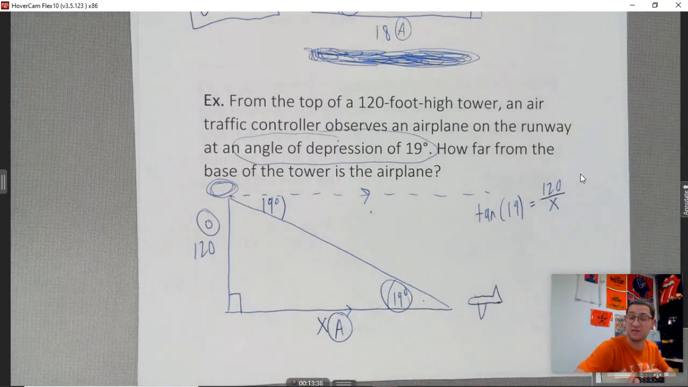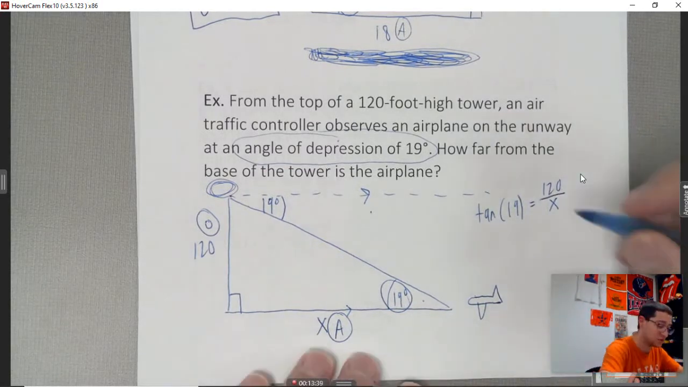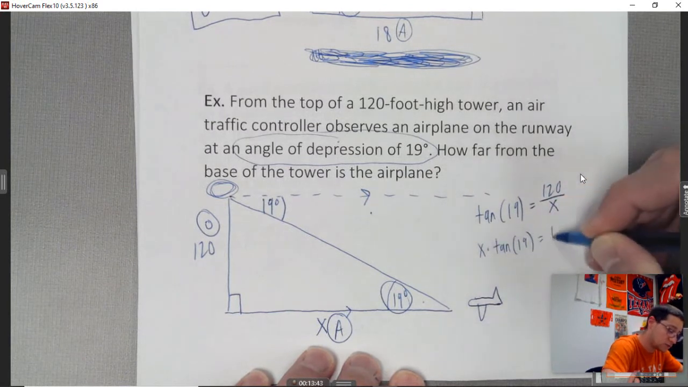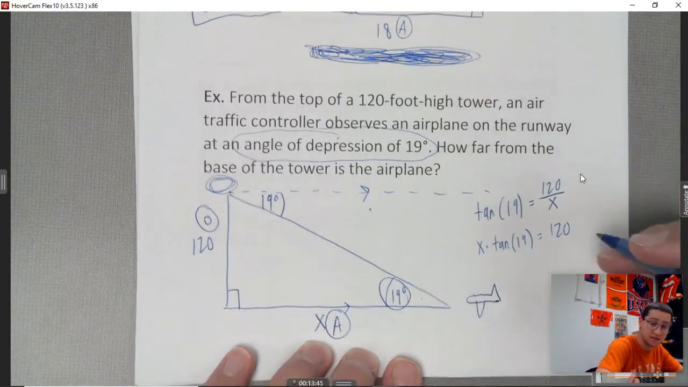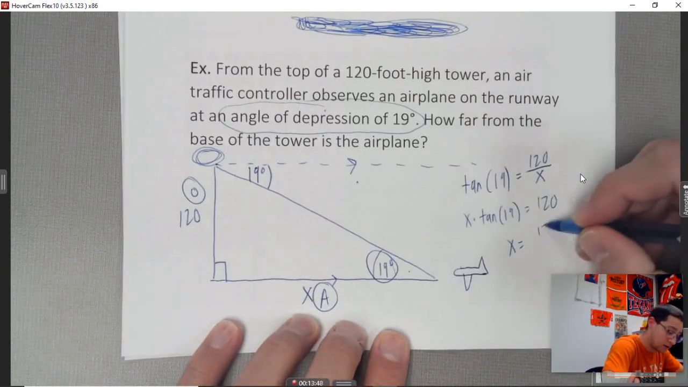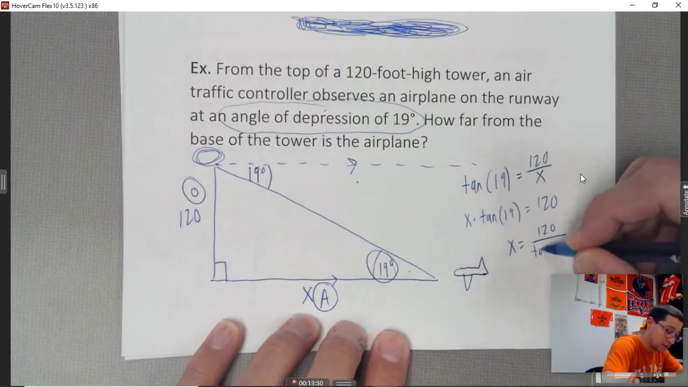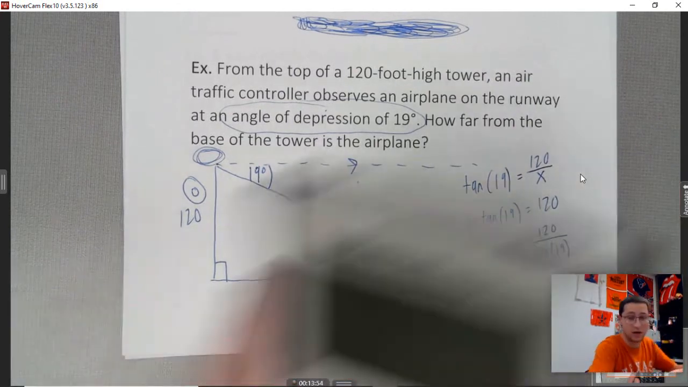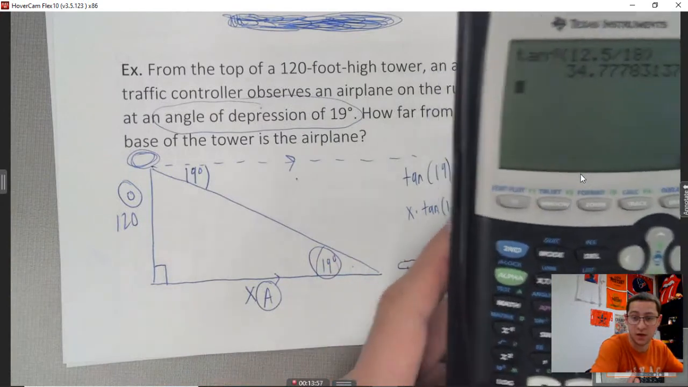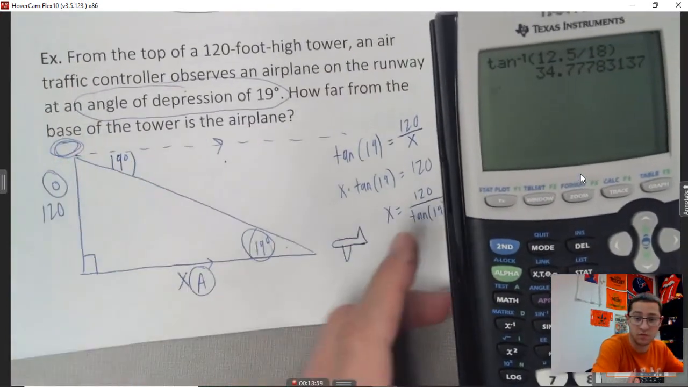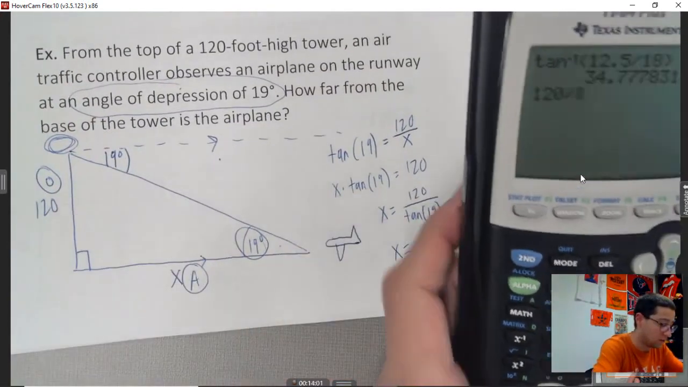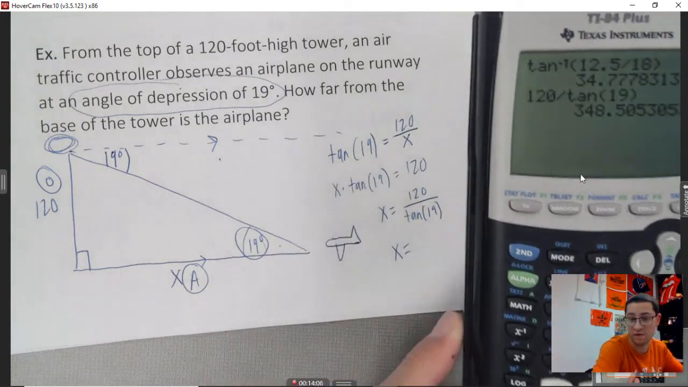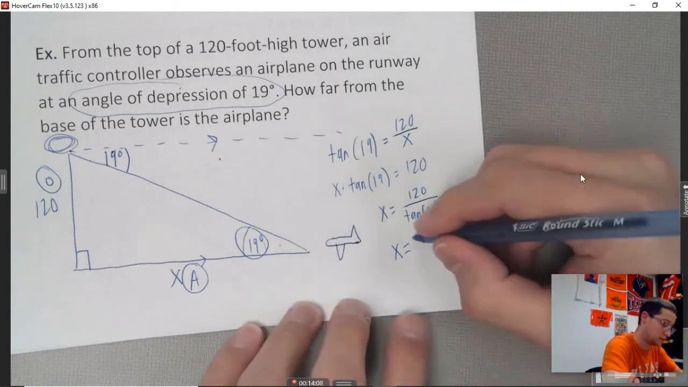We've got to think about this. If this is a two-step or a one-step, this is a two-step. I swing over x. X times tangent of 19 equals 120. Last step, I divide. So I've got 120 divided by tangent of 19. I can put that into the calculator and get my face out of the way. So we've got 120 divided by tangent of 19. There it is. So 348.5 feet away.